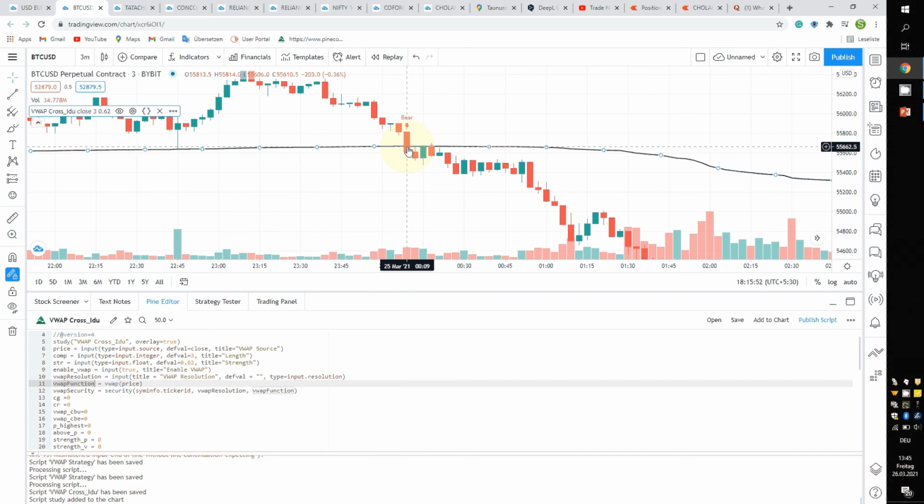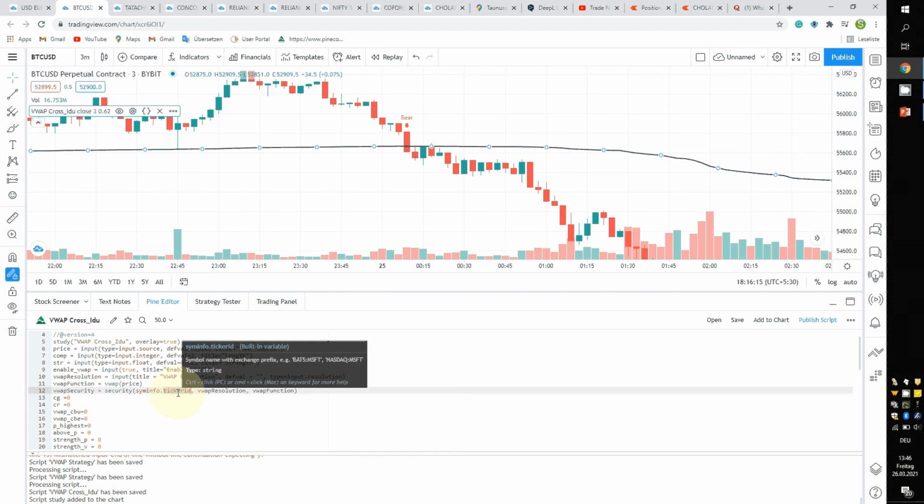time interval. For example, here at 25th March 2021 at 0009, the VWAP price is 55662.5. So it has been already calculated for us. So this is a VWAP function. And security is where you can calculate the VWAP price for the given ticker ID. Ticker ID here is BTC USD. If you choose some different ticker, it would be something different. For example, USD, Euro, or whatever.